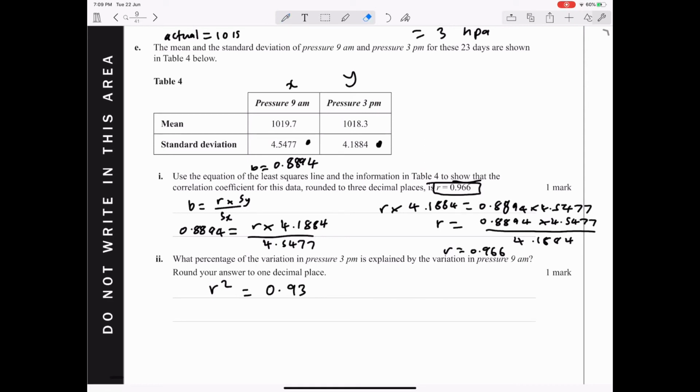0.966 squared. You get 0.933. So as a percentage, you have to times this by 100, which would give you 93.3% correct to 1 decimal place.